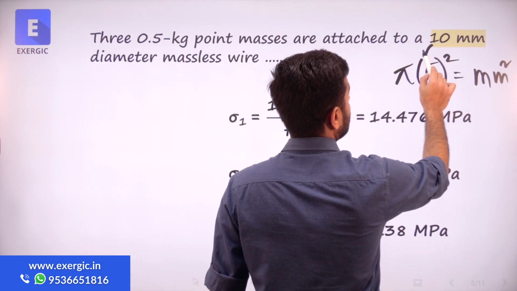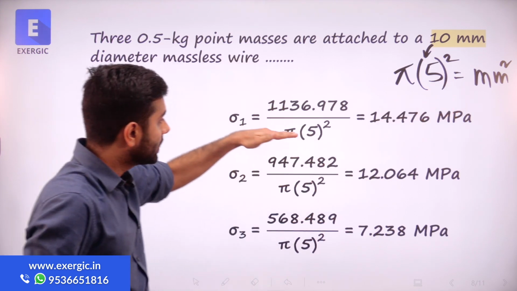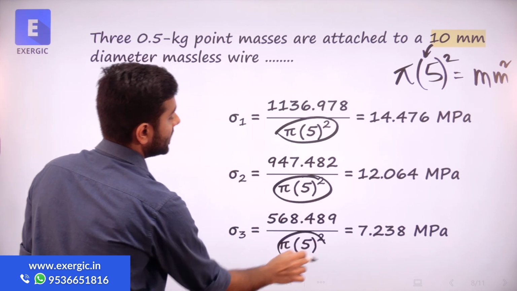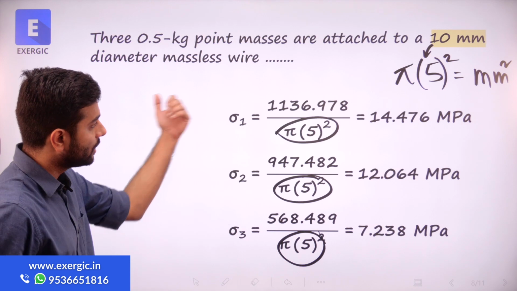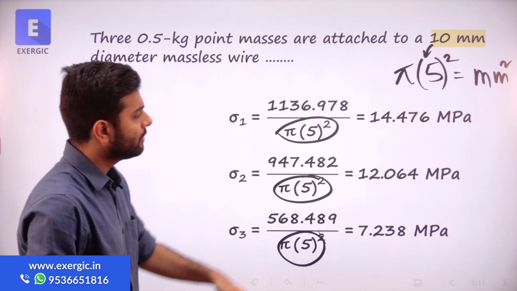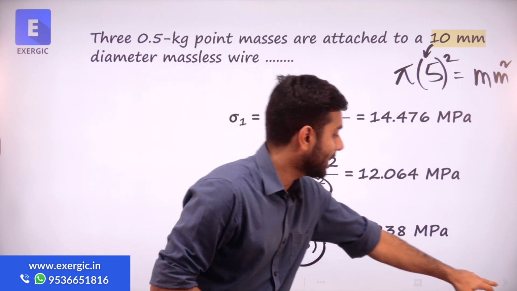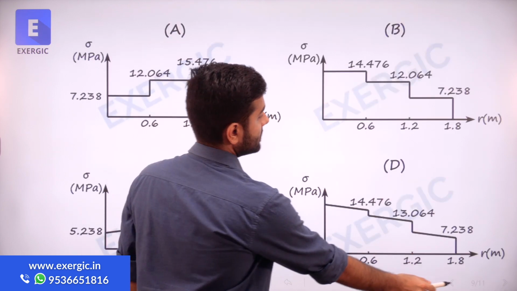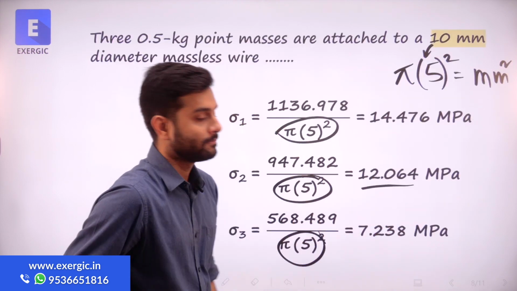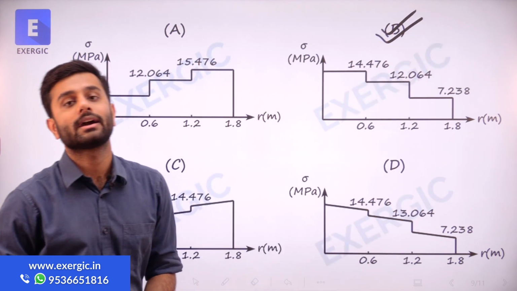So convert diameter to radius, pi r square or pi d square by 4. Keep the value in mm, and divide each force by this value of area individually for all three of them. And you will get the value of sigma 1, sigma 2, sigma 3: sigma 1 for first section, for second, for third. You can clearly see the value of sigma is decreasing. And in fact, you can match it with the options 14.476, 12.064 and 7.238. So again, by solving also we have concluded that option B is the correct option.